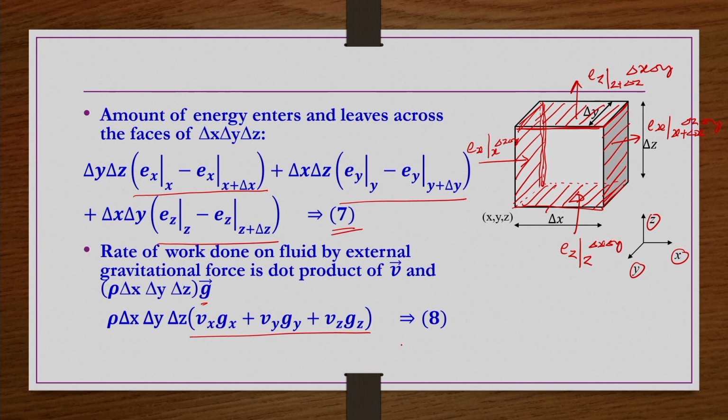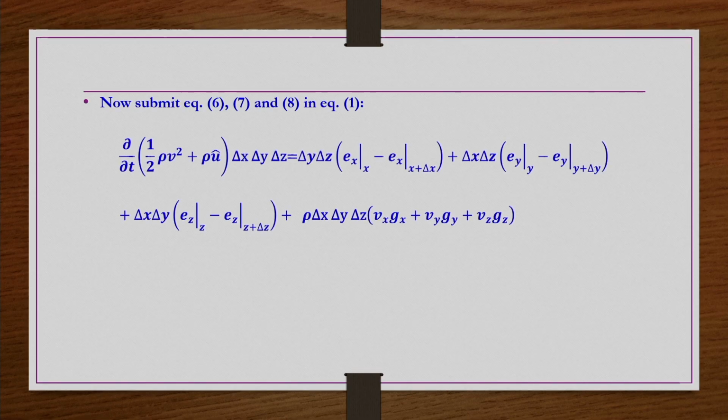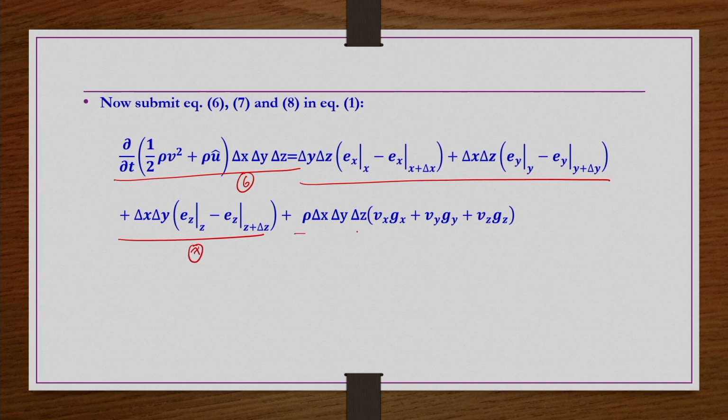are representing the mathematical form of the different terms appearing in equation number 1, that is the basic conservation of energy equation. So, if we substitute equations 6, 7, 8 in equation number 1, we have this equation. This part is nothing but equation number 6, these 3 terms are nothing but equation number 7, and this is nothing but equation number 8.